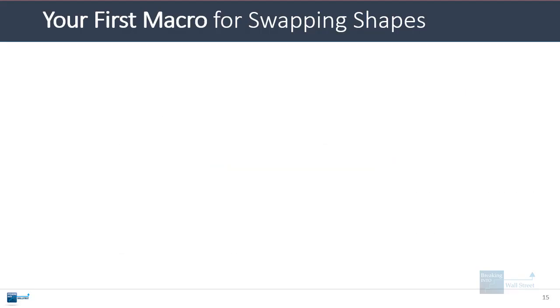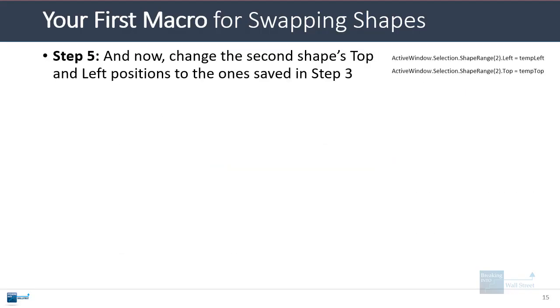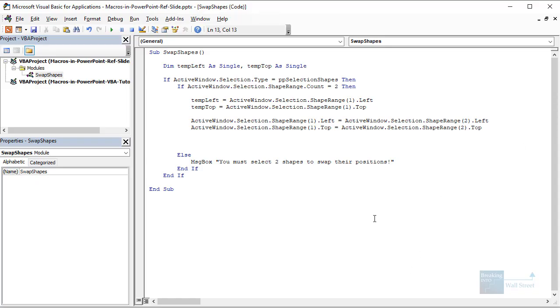That's all well and good, but then now we have to change the second shape's top and left positions to the ones that we saved in step 3 from shape 1 before we changed the positions of shape 1. So for this part, we can go in and say ActiveWindow.Selection.ShapeRange(2).Left equals tempLeft, and then we can do the same thing for the top position right here.